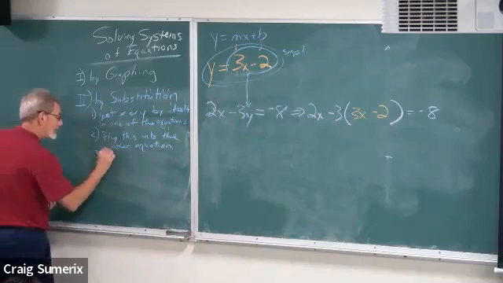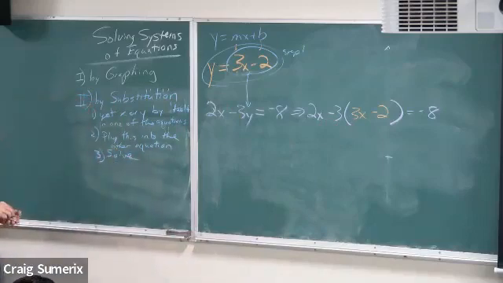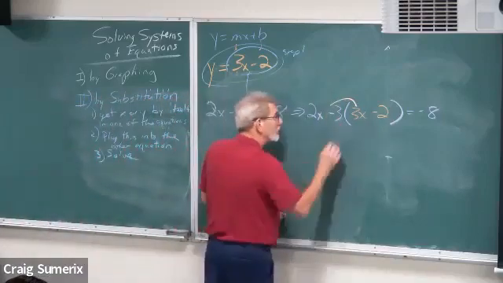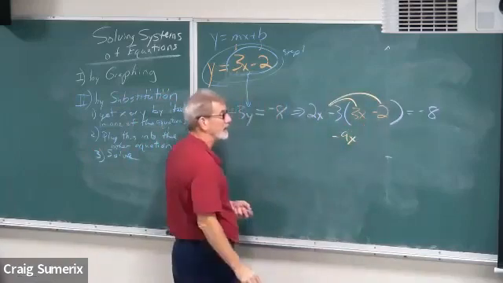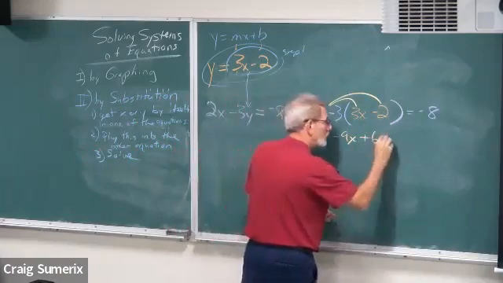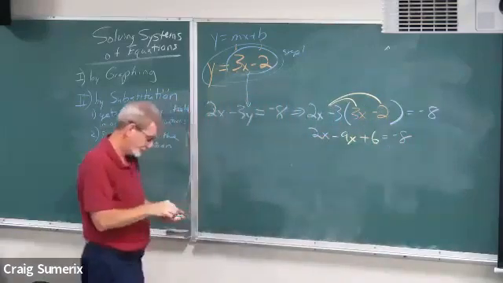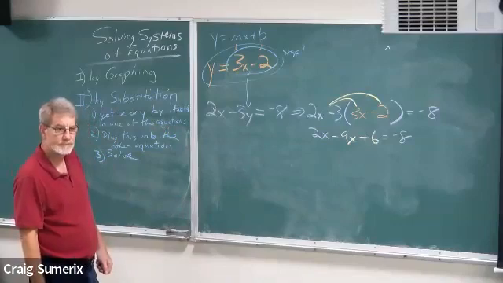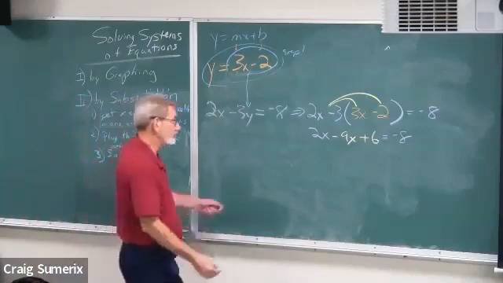Step 3, solve. Can you solve that for X? Well, sure. Let's see. We can distribute here. Negative 3 times 3x is negative 9x. Negative 3 times negative 2 is positive 6, isn't it? And now? Chapter 1 question, isn't it? X's. Yeah, you clean it up a bit.